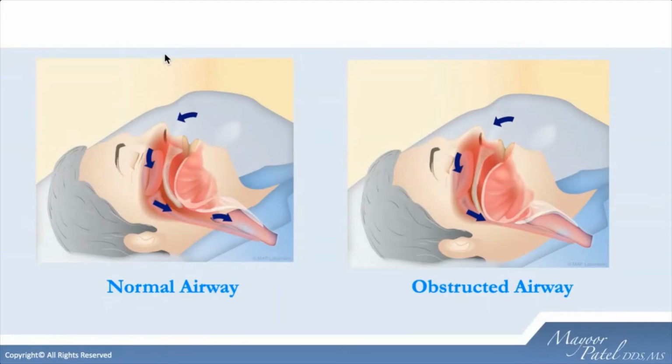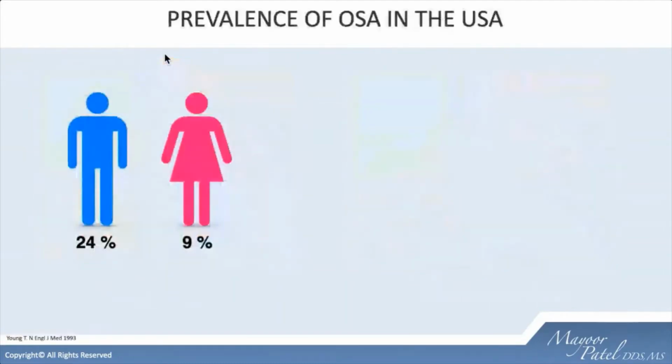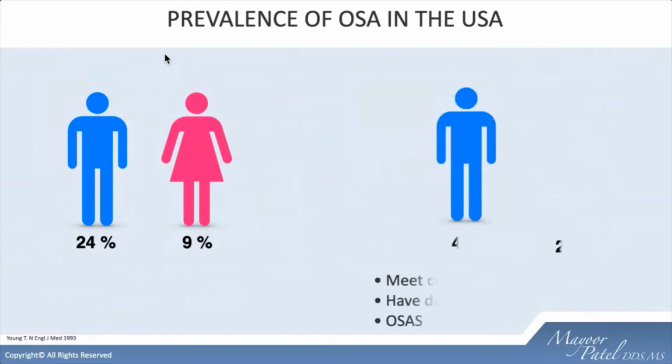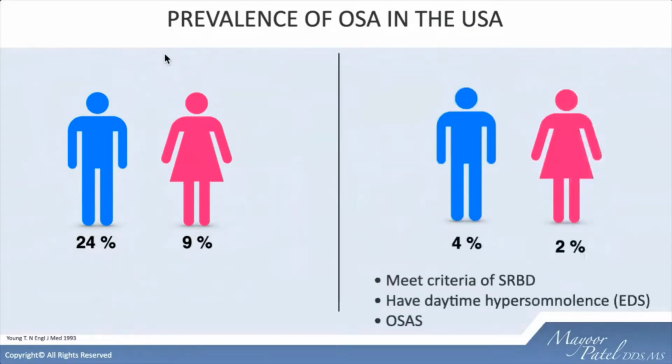Our goal, though, would be to screen these patients, find these patients. If we look at some of the prevalence data, 24% of men and 9% of females actually have obstructive sleep apnea. Now, that being said, not all of them will present with signs and symptoms that will point us in that direction. Where I'm going with this is 4% of men and 2% of females will actually complain of daytime tiredness, fatigue, and have symptoms associated with it.